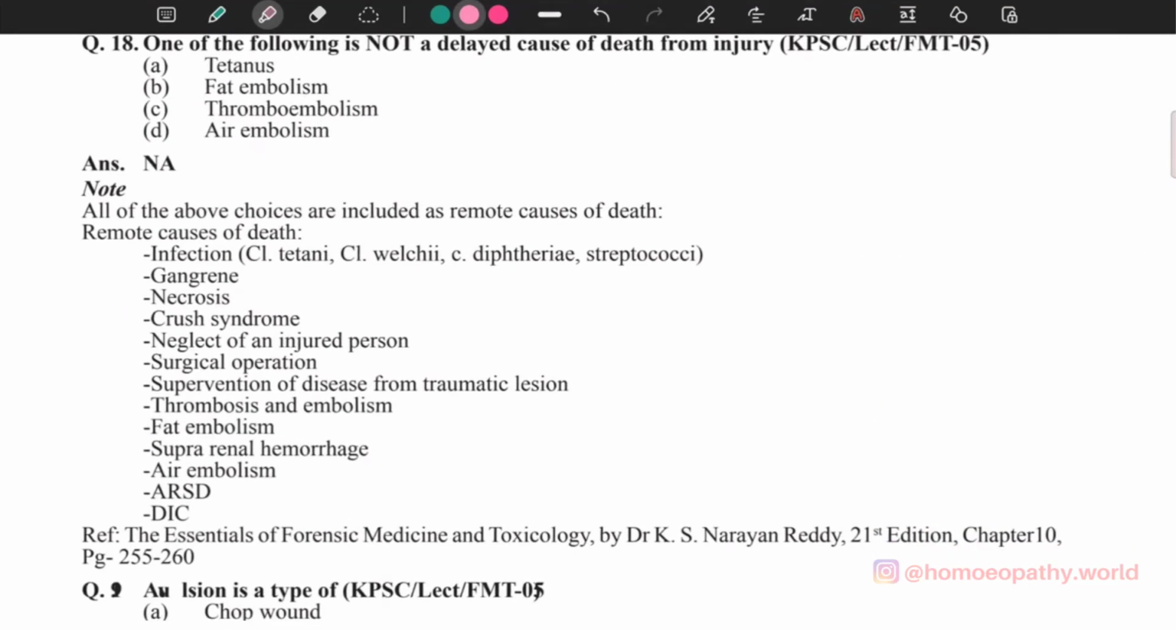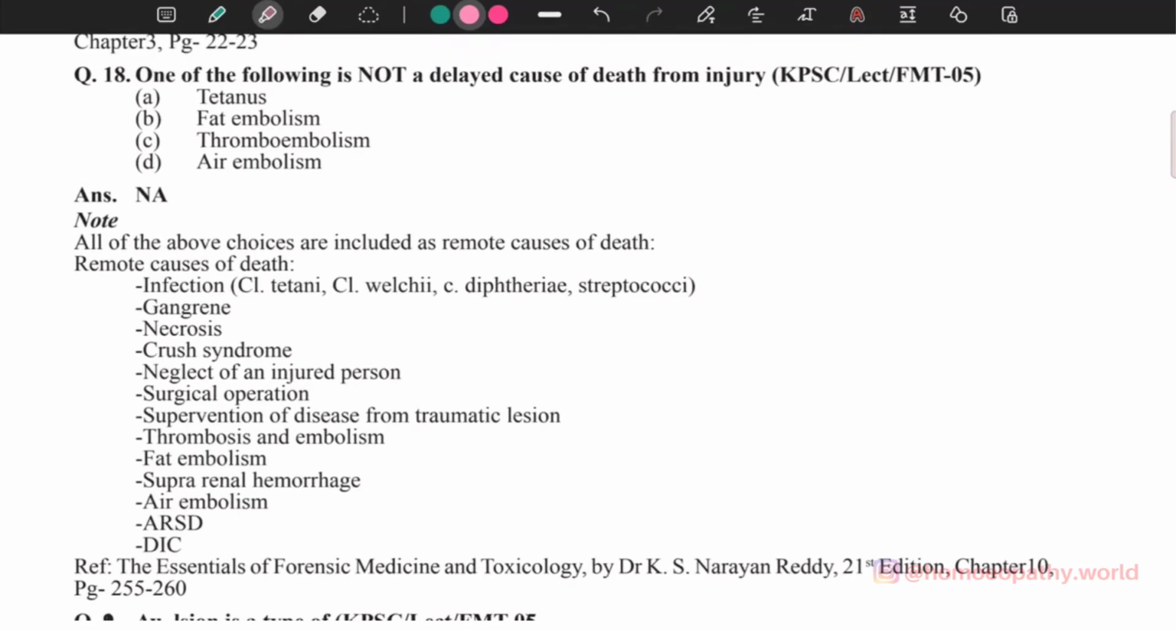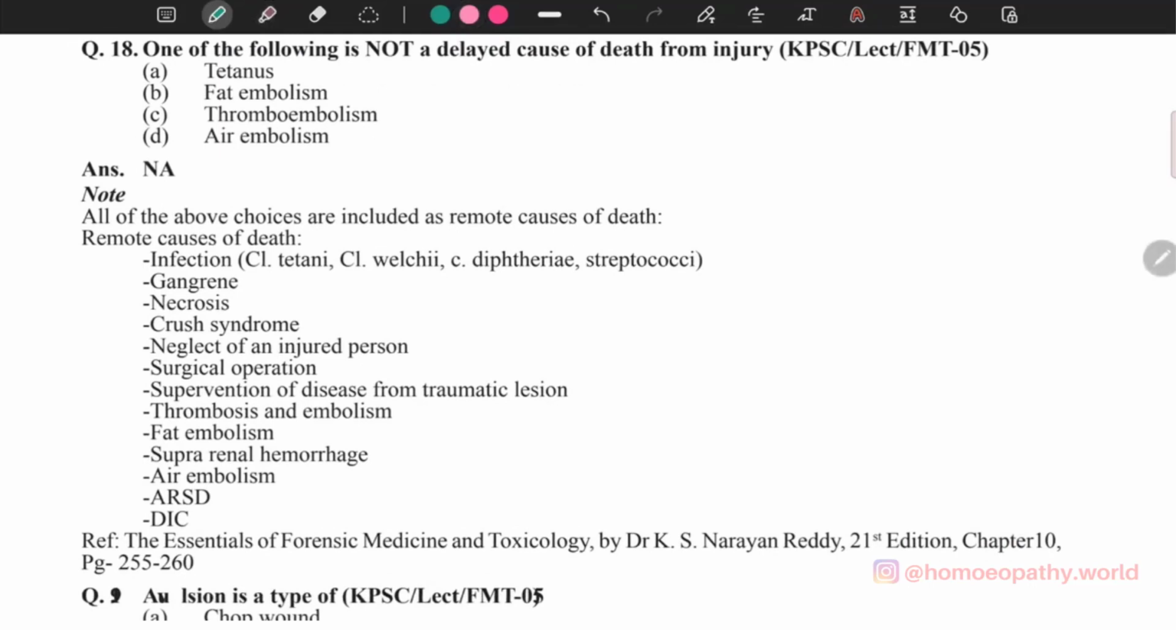Moving on, one of the following is not a delayed cause of death from injury. A. Tetanus, B. Fat embolism, C. Thromboembolism, and D. Air embolism. So the answer is basically none of the above, as all of these are the remote causes of death and none of it is a delayed cause of death. Yet if you have to mention something, then you should mark tetanus. Okay.